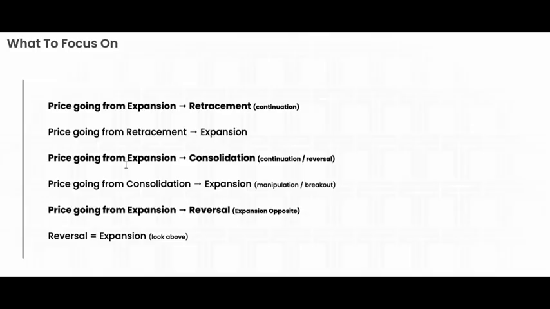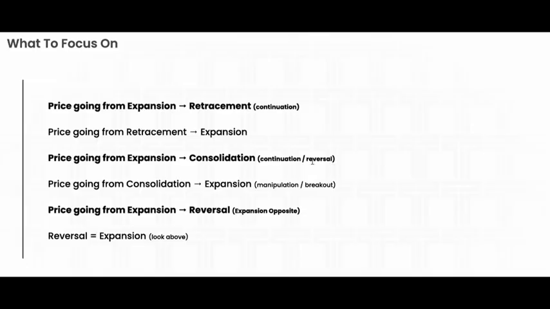And so when the market continues to expand and then it consolidates, right? When the market is going from an expansion to a consolidation, it signifies either a continuation. That consolidation can be used as the retracement, right? So when the market moves from an expansion to consolidation, it's signifying either a continuation or a reversal.